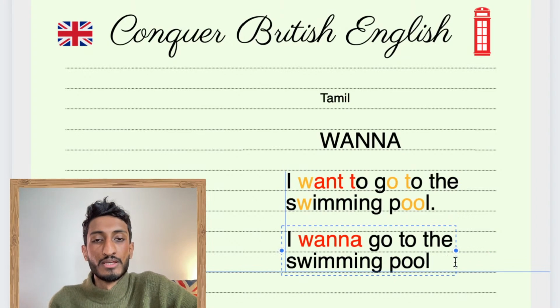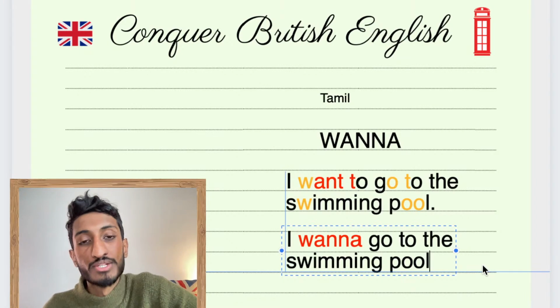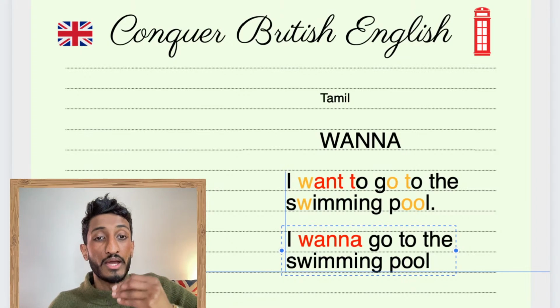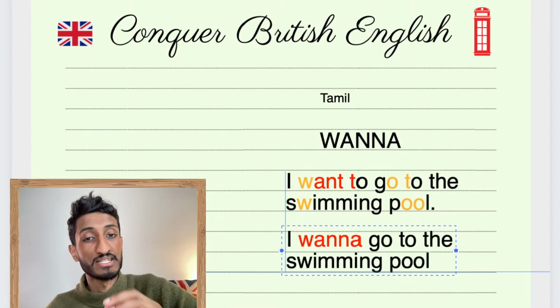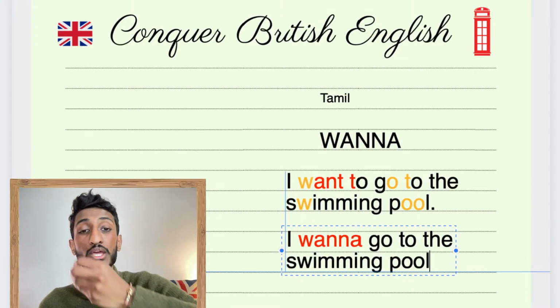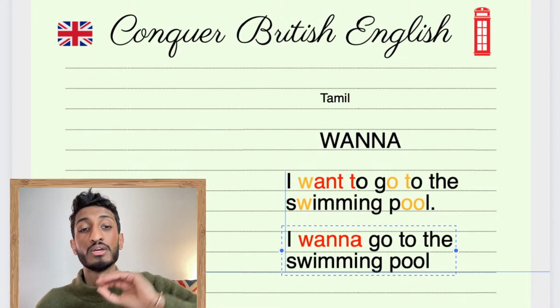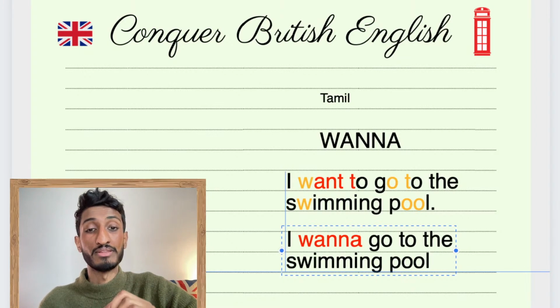Right, so the want to, do you see the V sound in want? What did we discuss 5 minutes ago? We discussed how the V turns into a W, right? So it's I want to. The to is a very strong T sound, so we change that to the softer T sound, and so it becomes I want to go, again to the softer T. And then look at the W sound.